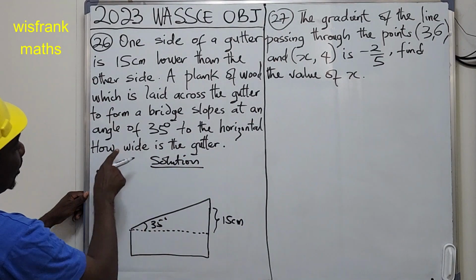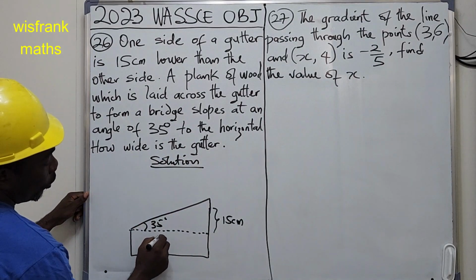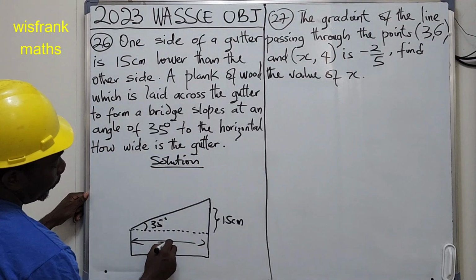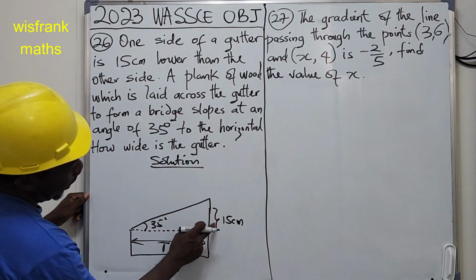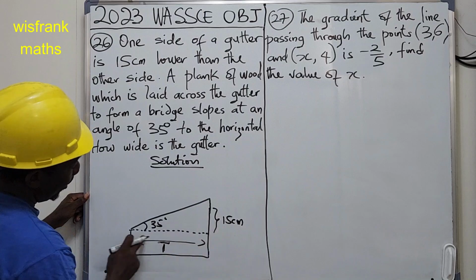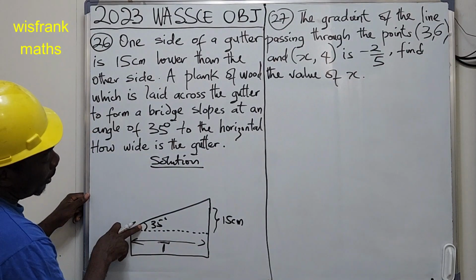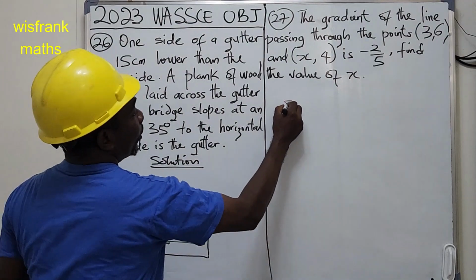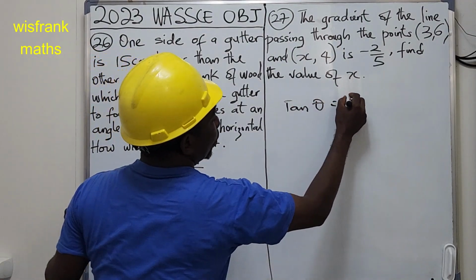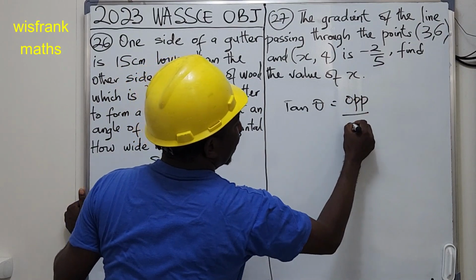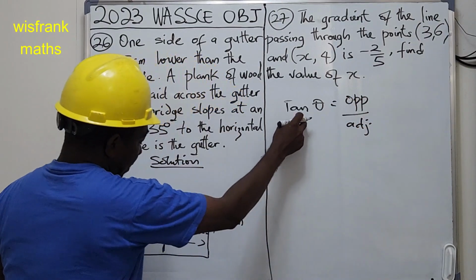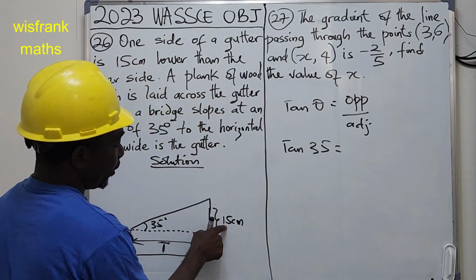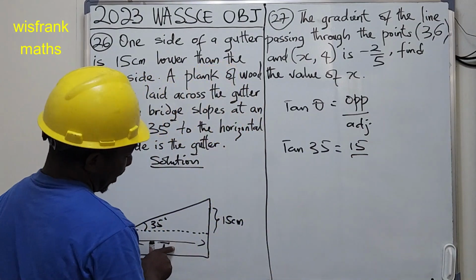The question now says, how wide is the gutter? So we are going to find the width of the gutter, this place. Let's call it t. This place is 15 cm, and here is angle 35 degrees. For us to find this, we can use the trig formula that says tan theta equals opposite over adjacent, where theta equals 35. So tan 35 equals opposite, which is 15, over adjacent. Our adjacent here is t.